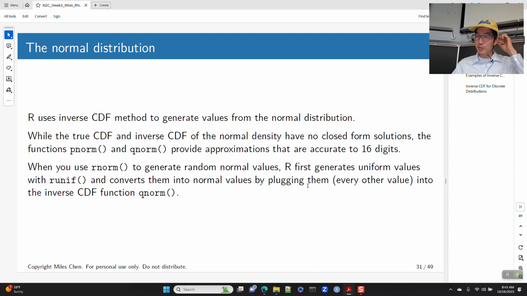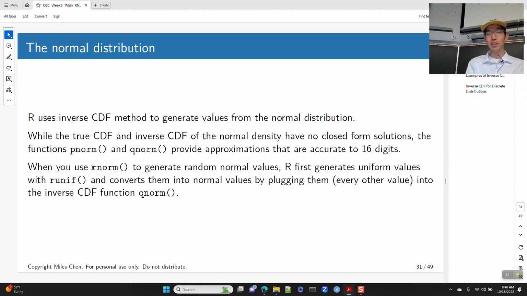So we have p norm, which is an approximation, and then q norm is the inverse of that. When you ask the computer to generate random values from the normal distribution, it actually uses that approximation, q norm. It uses the inverse CDF. You can try this out.